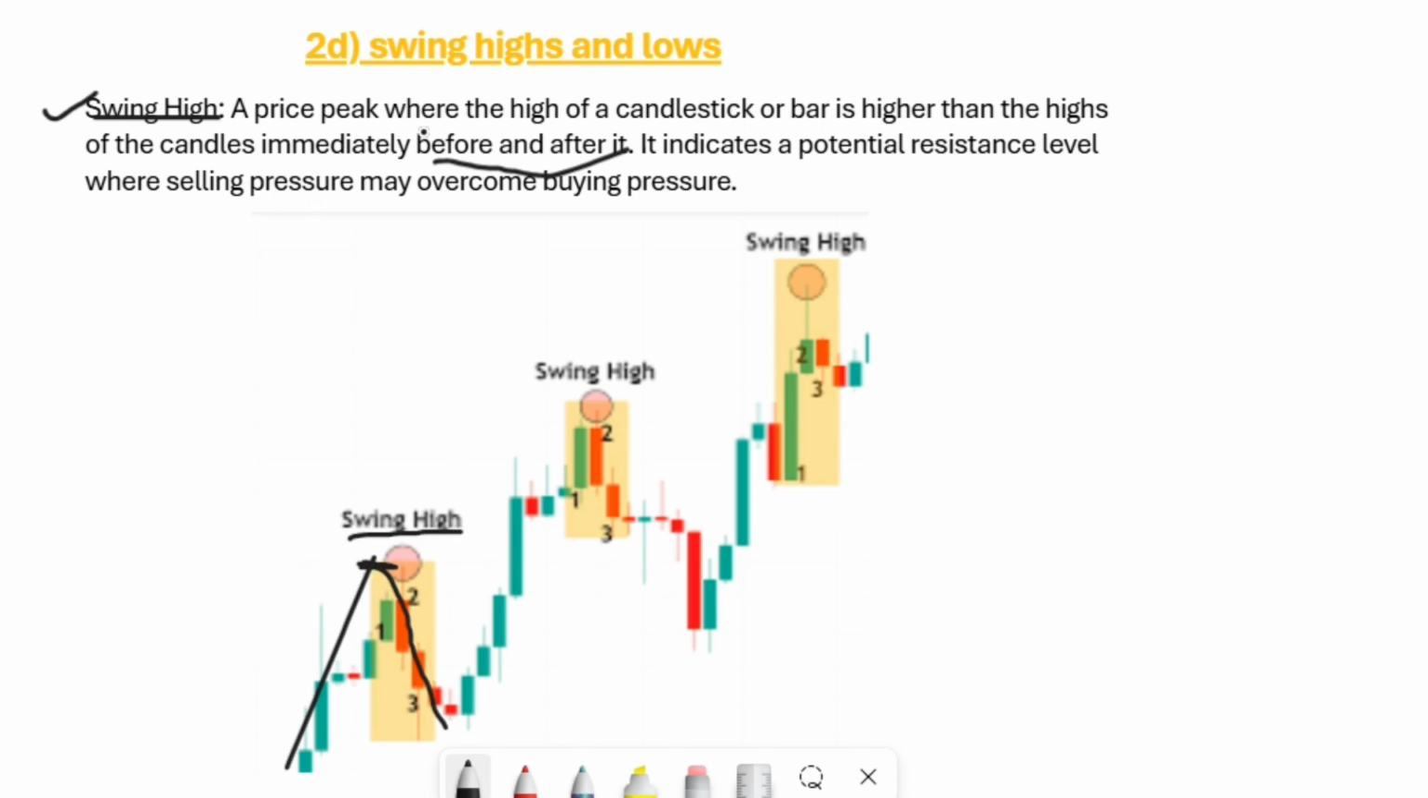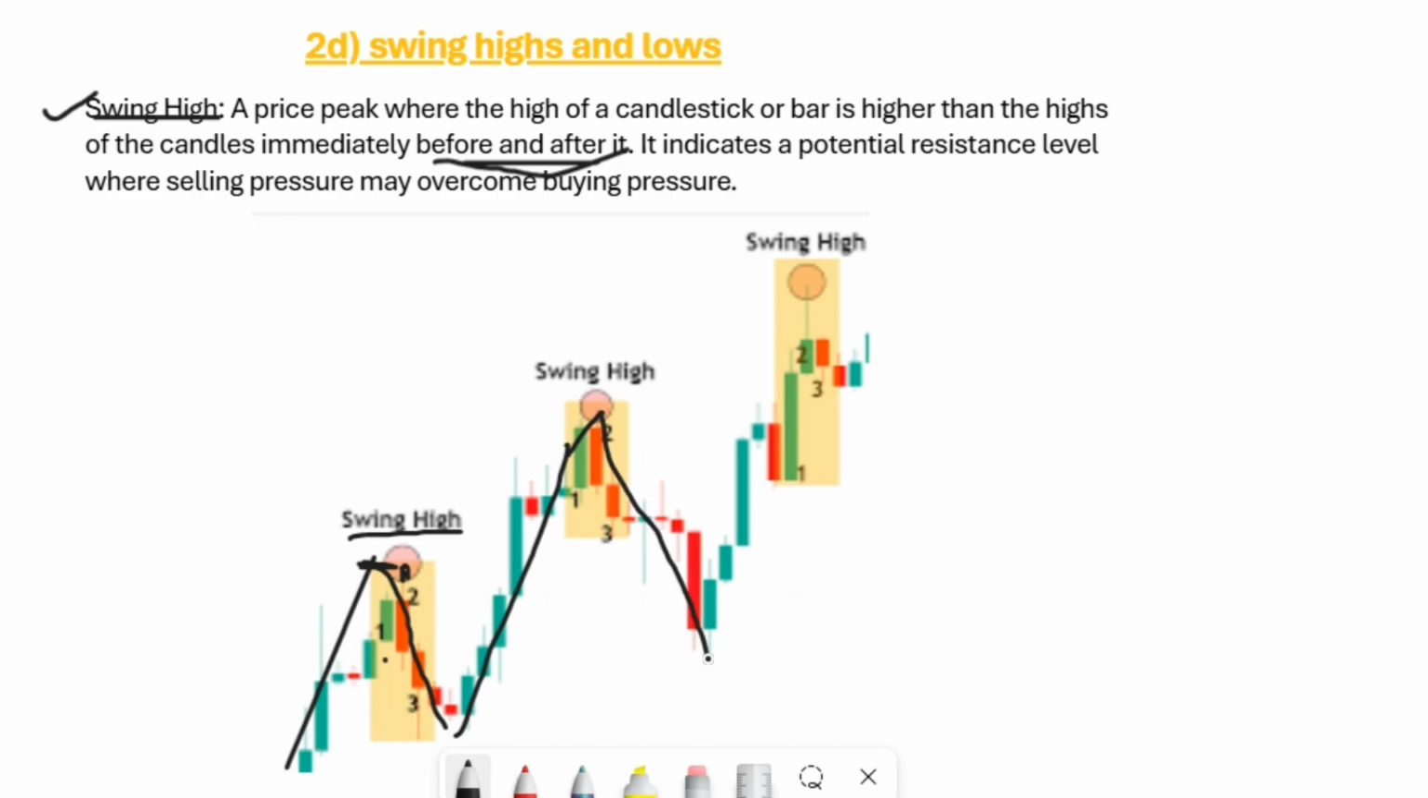A swing high is a price peak where the high of a candlestick or bar is higher than the highs of the candles immediately before and after it. This candle, the first candle here, is before this high, and then after this one. Okay, this one is the swing high, the last high. Then we have a swing low around here. Then we have another swing high. Look at the first candle before this swing high around here. Then this is the third candle after this swing high.